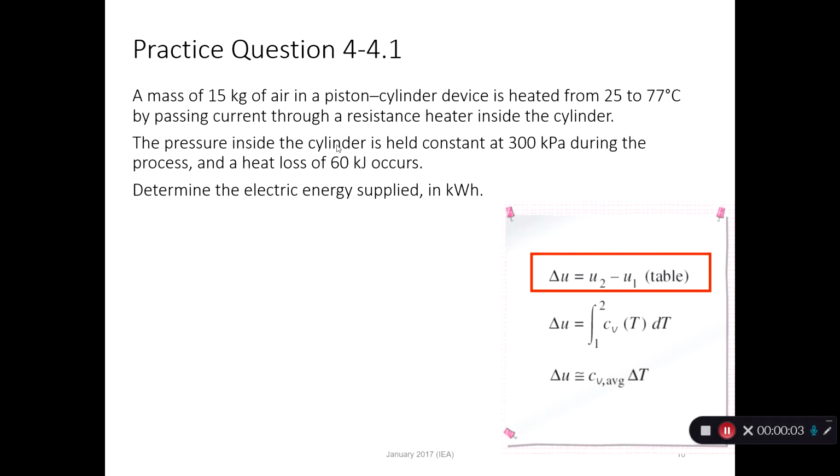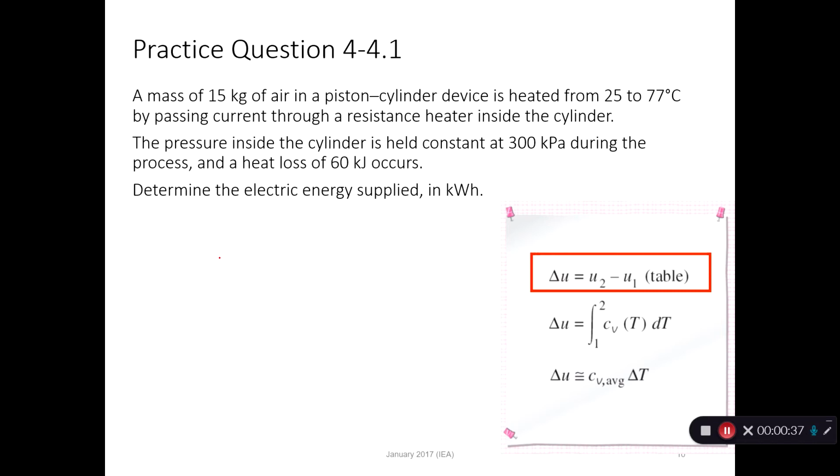Okay, so another example or another question discussed is this practice question 441. Please ignore the number of the question. We have a mass of 15 kg of air in a piston cylinder device. It's heated from 25 to 77 degrees by passing current through a resistance heater inside the cylinder. Pressure is constant, there's a heat loss. Determine the electric energy supplied in kilowatt hours.